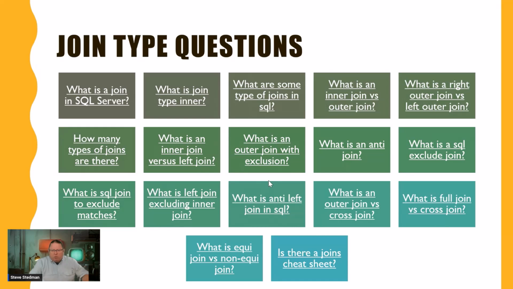And an outer join versus a cross join. That's interesting. We'll take a look at what the difference is with those. And a full join versus a cross join, or an equi-join versus a non-equi-join. This is one of those where the equi-join can apply to different join types, or the non-equi-join. Is there a joins cheat sheet?